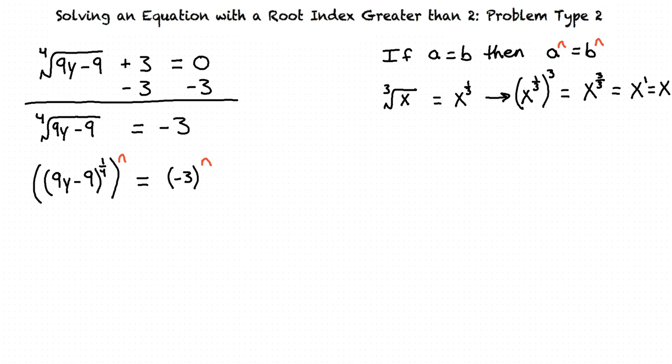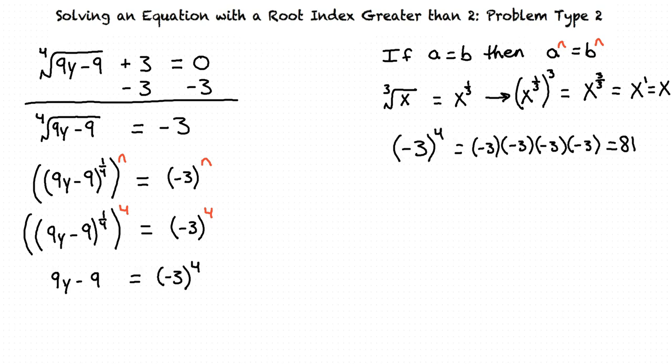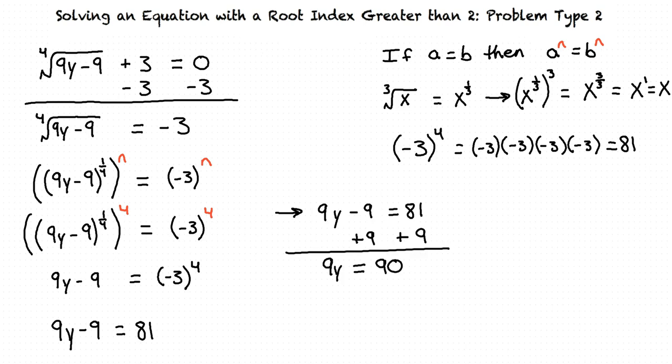What should our n be? Well, since our root index is 4, shouldn't our n be equal to 4 so that we can eliminate the exponents from the left side of the equation? That's correct. This results in 9y minus 9 equals negative 3 to the power of 4. And negative 3 to the power of 4 equals 81, so we have 9y minus 9 equals 81. What should we do next? We need to isolate y to one side, so we would add 9 to both sides of the equation. Then we divide by the coefficient of y, which is 9, and this gives us our answer of y equals 10. Great job! It looks like you're really starting to understand this topic.